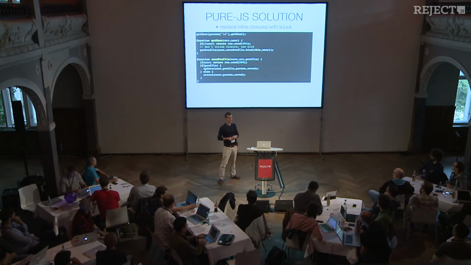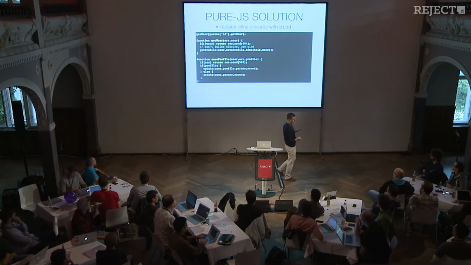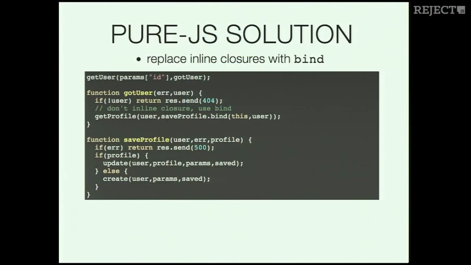So let's say if we have a look at the save profile method here, it has 3 bits of context. We're kind of going halfway through a process, so it already has the user. We've already got the user, and the next bit of the process, we either get an error or a profile. So if we were doing this all in line, we'd obviously just reference the variables in the closure, but as I said, we can't do that. We can't test it. How can we get around that with bind?